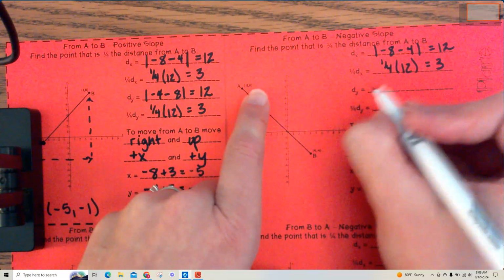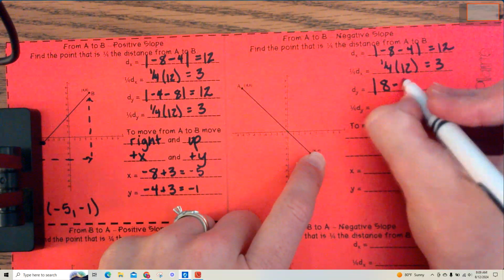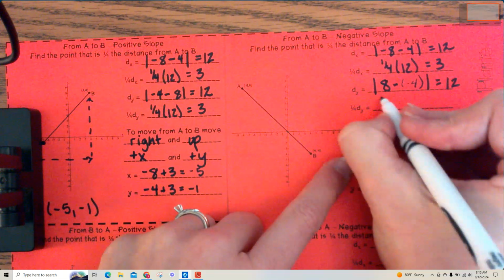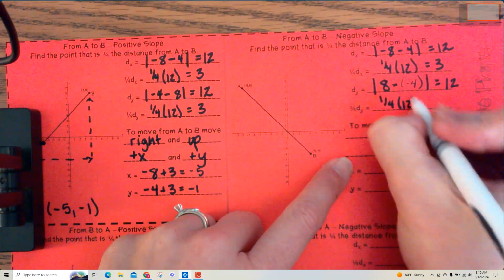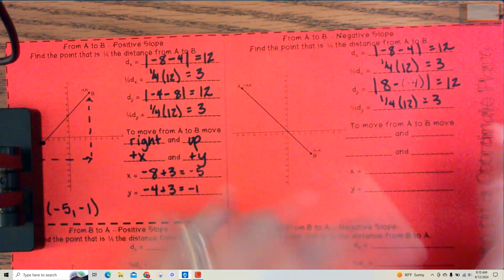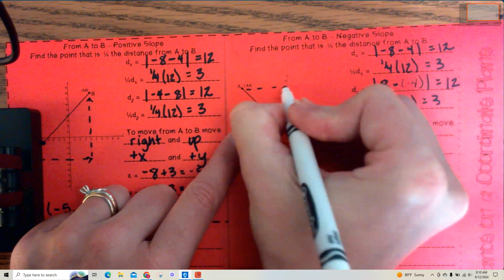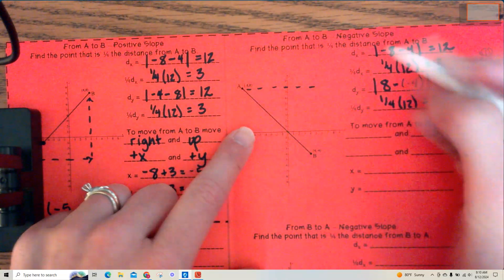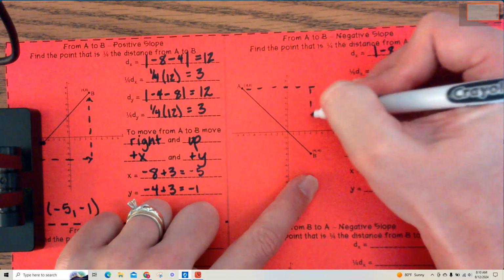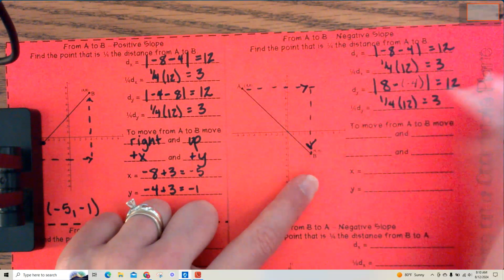Okay, the y distance, the vertical distance, absolute value, 8 minus -4, which is 12. A fourth of that distance, which is 3 again. So all these numbers are the same, but the point is going to be completely different. So to get from A to B on this one, we're going to go right horizontally, but this time we're going to go down. So we're going right and then down.